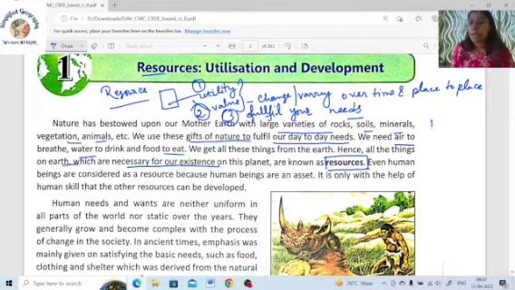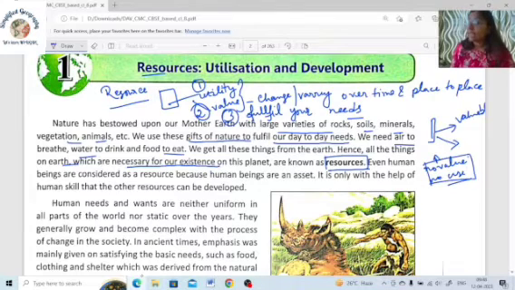For example, I am using a pen to write. This pen is valuable for me. It has a utility. But a layperson who doesn't know how to utilize it, for them there is no value and no use of that particular pen. So for this person it is not a resource, but for me this is a resource. Understood? Let us come to the next one.